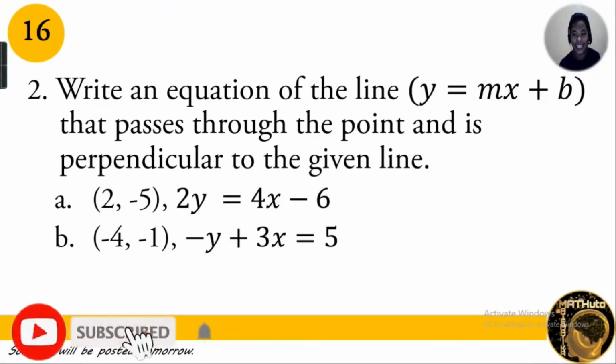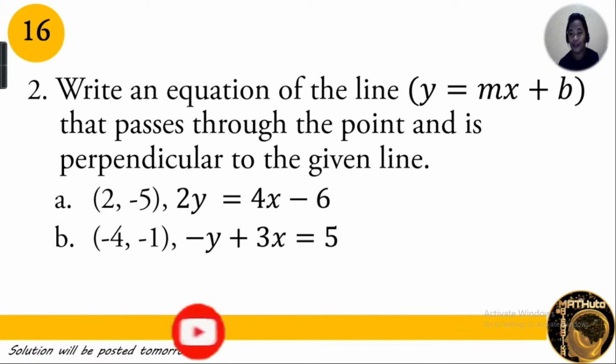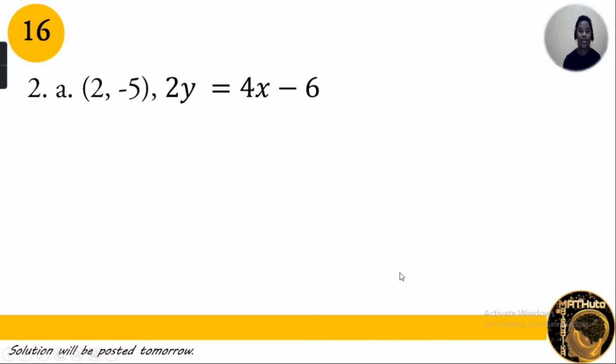For our number 2 exercises, we're going to write an equation of the line in the form y is equal to mx plus b that passes through the point and is perpendicular to the given line. So we have the point (2, -5), and the line 2y is equal to 4x minus 6. So we're going to determine first the slope of the line 2y is equal to 4x minus 6.